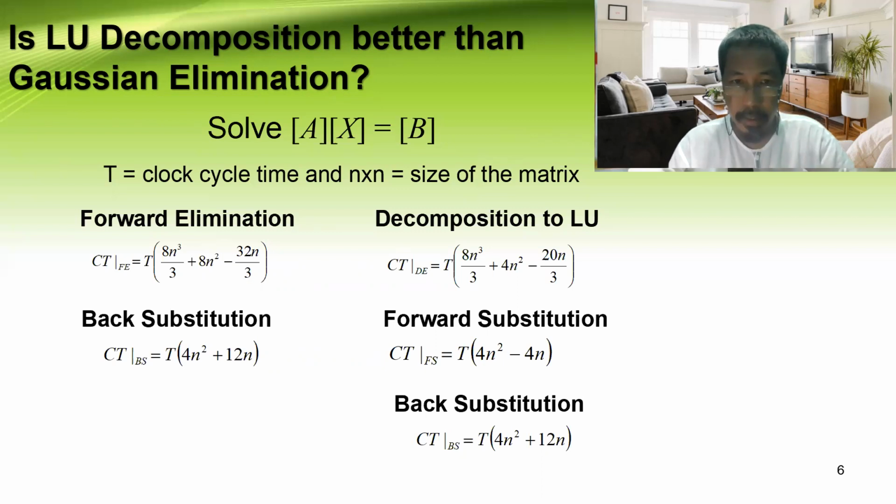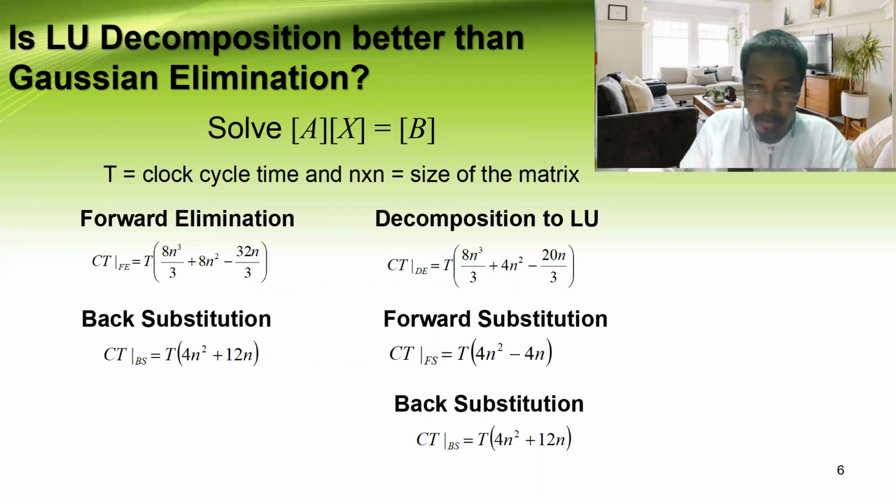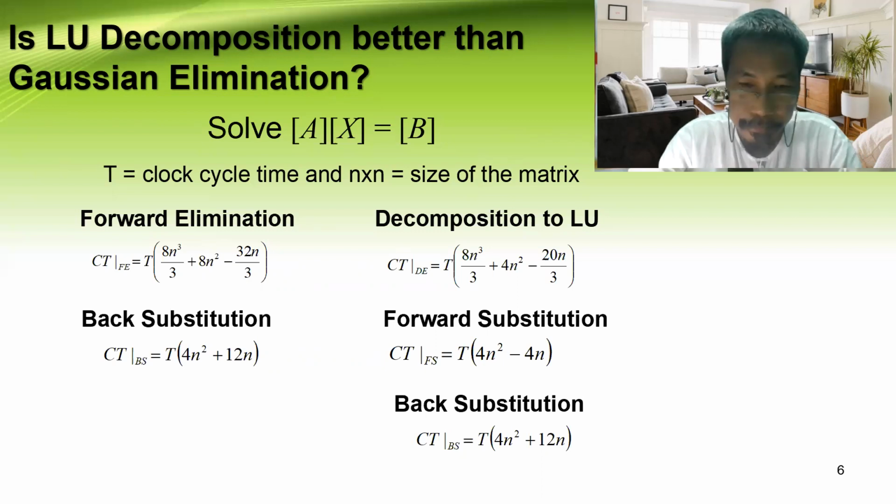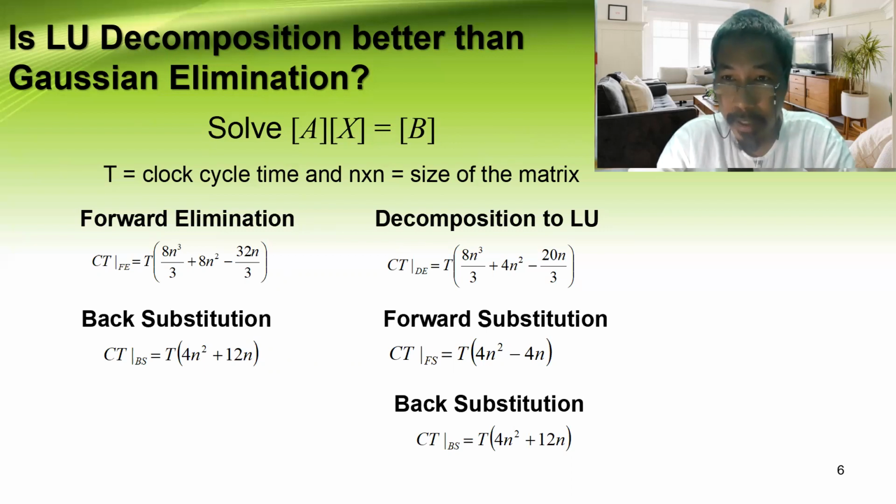While on your right side, decomposition to LU, forward substitution, then back substitution are the process for LU decomposition. So there are more steps in LU decomposition than in Gaussian elimination. But let us compare the time clock cycle. How much time will the machine spend on calculating this?